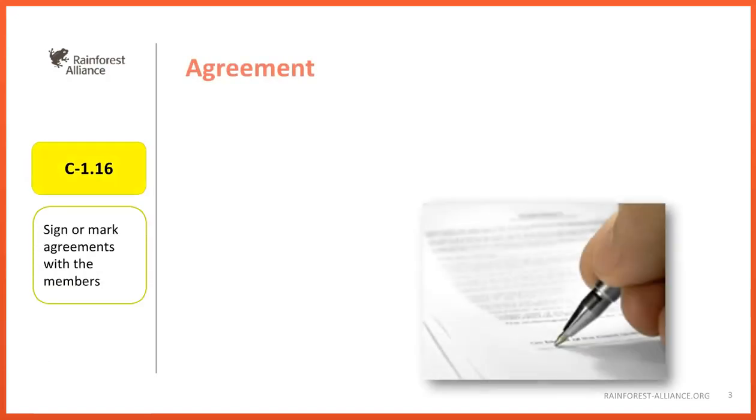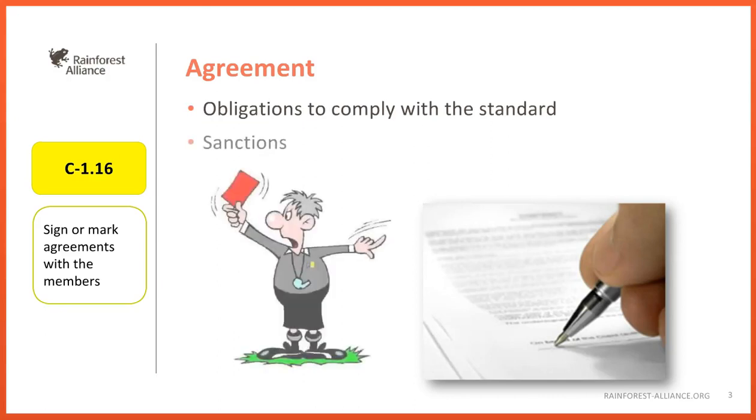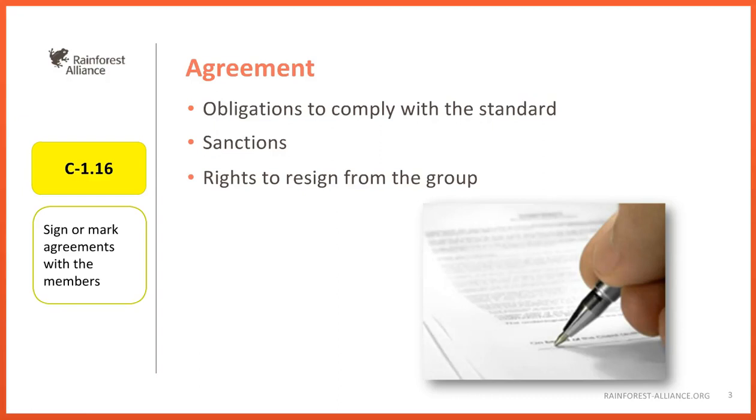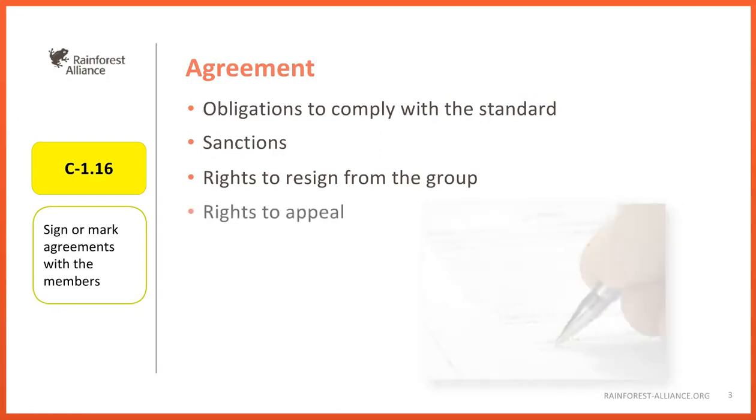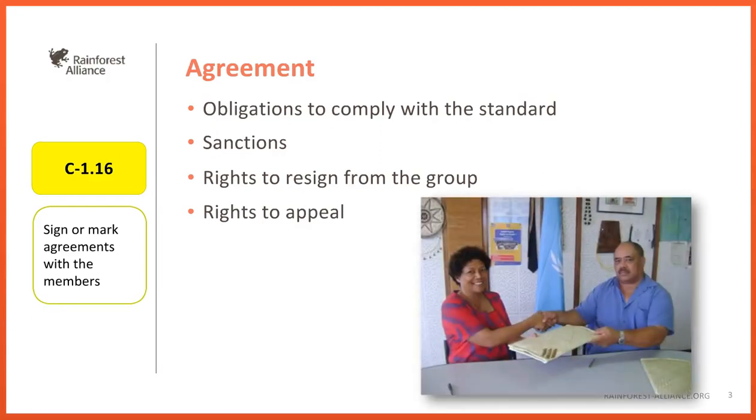Before joining a group, potential members need to be aware of their obligations and rights and agree with them. A written agreement should state their obligations to comply with the standard and the group's internal rules. When they do not fulfill their obligations, there are sanctions. They should also be aware that they can resign from the group when they wish. They should also know that they have rights to appeal to a decision taken by the group. Once the members understand and agree with all these, they can sign or put a fingerprint on the agreement, and they officially become members of the group.